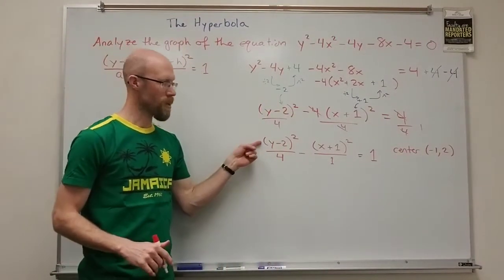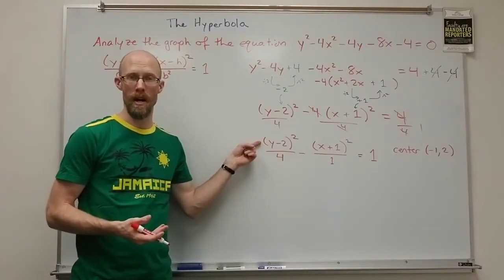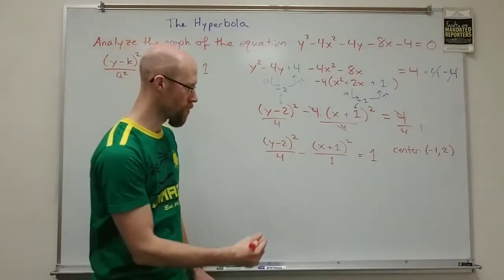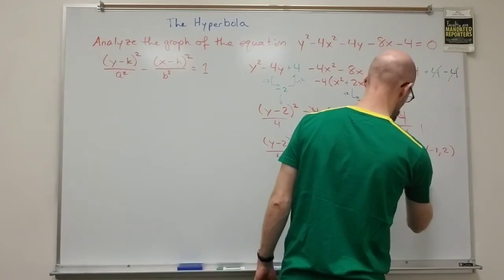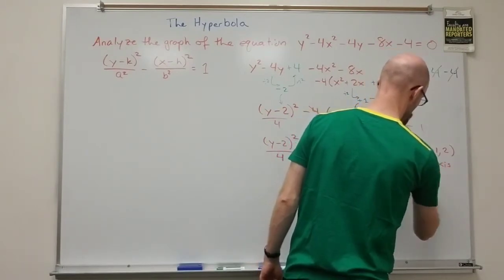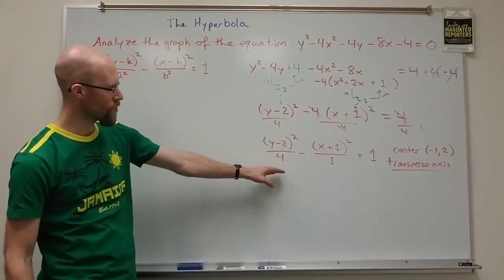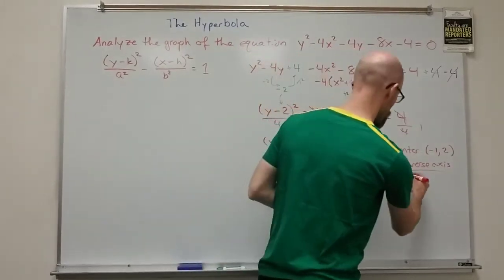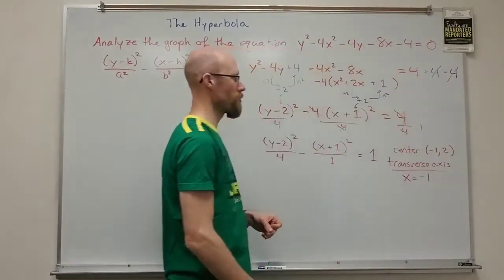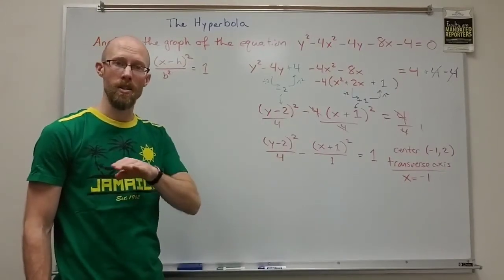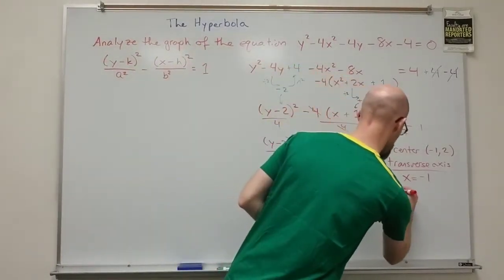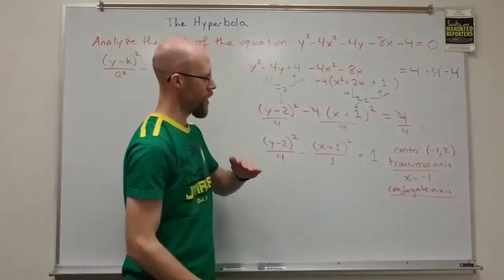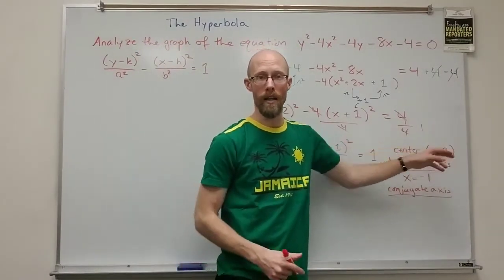Now also the positive is the y squared term. The positive term is the y squared, which means this is going to open vertically. Transverse axis is a vertical axis. The transverse axis in this case is going to be a vertical line running through the center, which is at negative 1. So I'd want x equals negative 1 for my transverse axis. The conjugate axis will be horizontal in this case, and that's going to be a horizontal line running through the center as well. That'd be y equals 2.